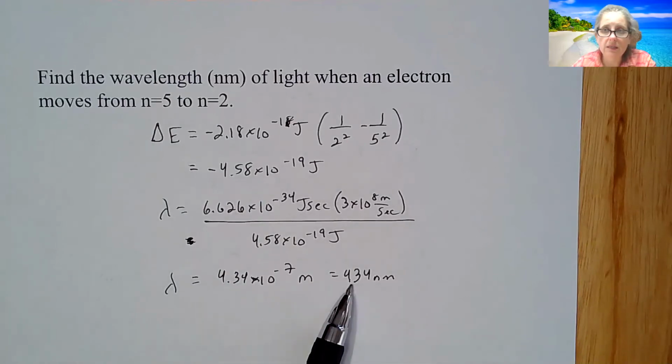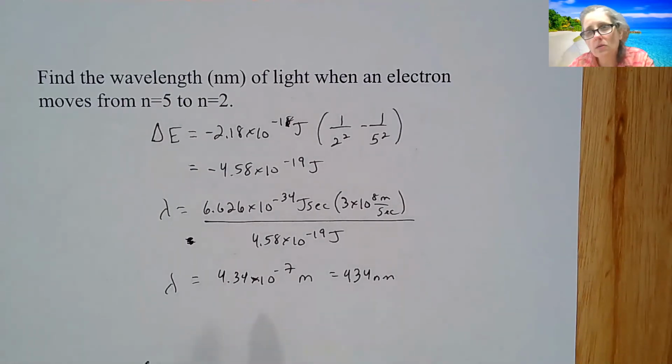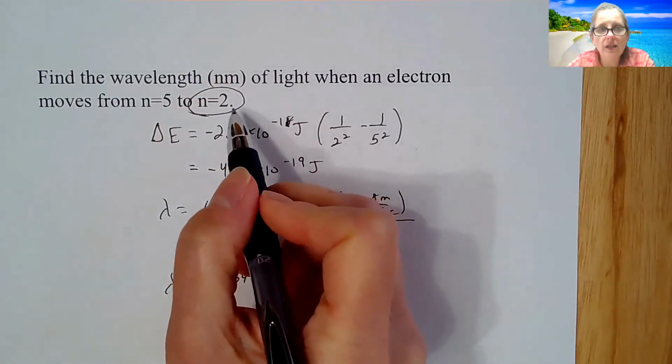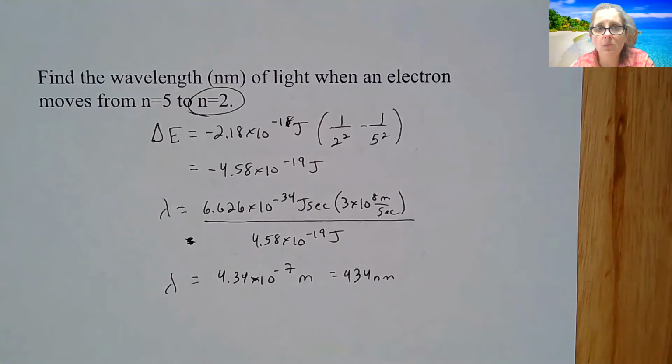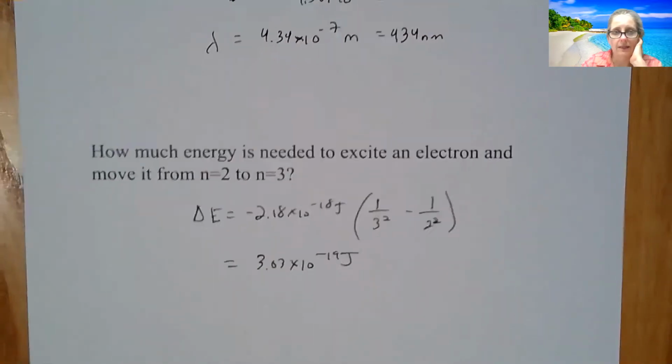Also note, is this in the visible range? It is, between 400 and 750. Would I know that otherwise? Well, if you think of the Balmer series, anything that ends in energy level 2 is going to be in the visible range. So those are just little bits of information that might help you to answer some questions if you kind of get stuck.